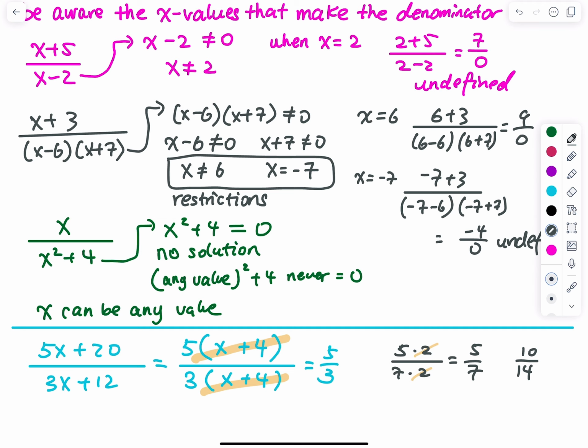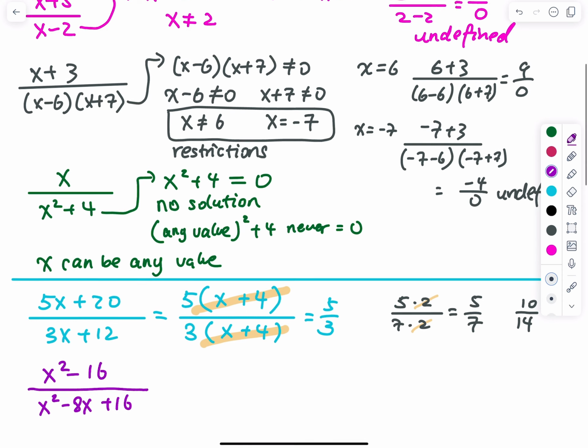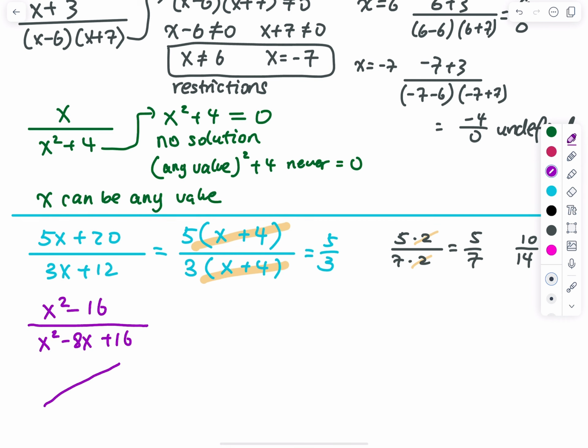Okay, let's check out the next problem. How about we do x squared minus 16 divided by x squared minus 8x plus 16. Okay, this one, the bottom, you can factor, right? So the bottom, you can do the diamond method, 16 times 1, negative 8. Then I have negative 4 times negative 4 is 16, and the sum is negative 8. So the bottom is x minus 4 times x minus 4.